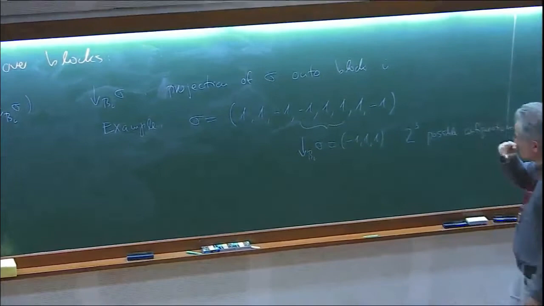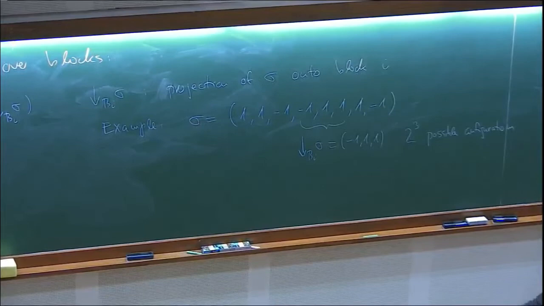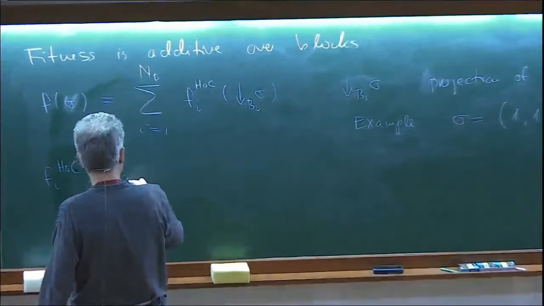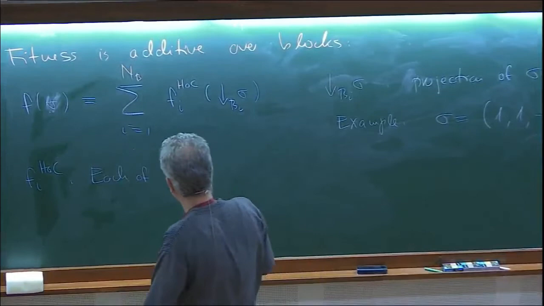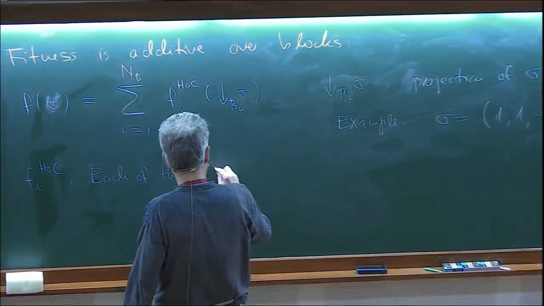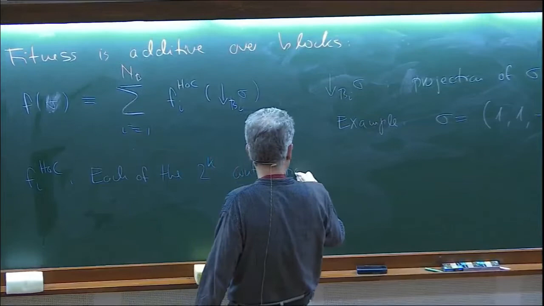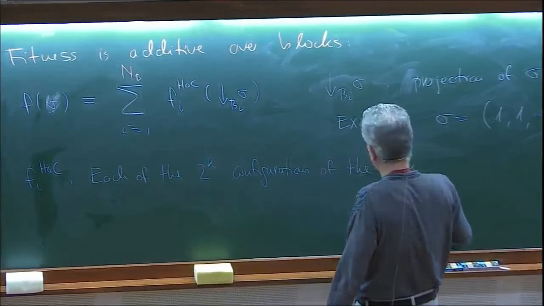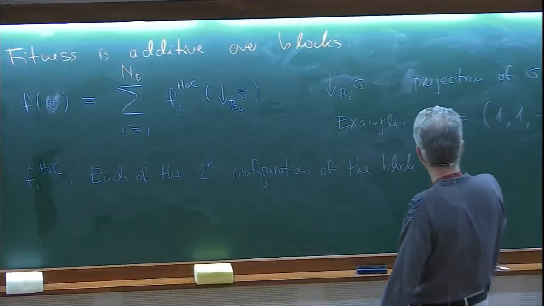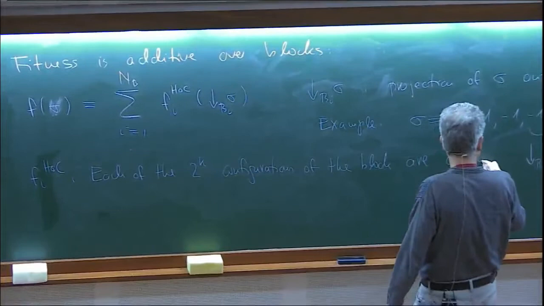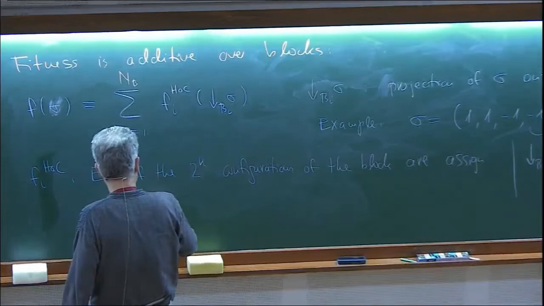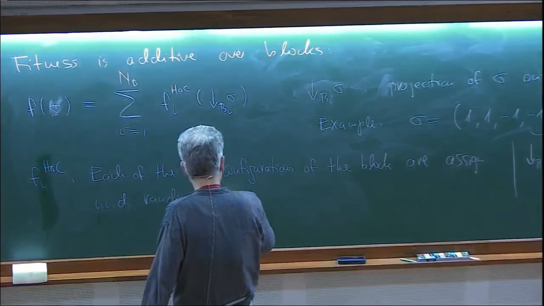And so I need to assign fitness values to them, and I do that at random. So each of these 2 to the k configurations of a block gets a random fitness value assigned from some distribution. Okay, so this is what this house of cards means. Each of the 2 to the k configurations of the block is assigned IID random fitness values from some distribution, which again we don't really need to specify.